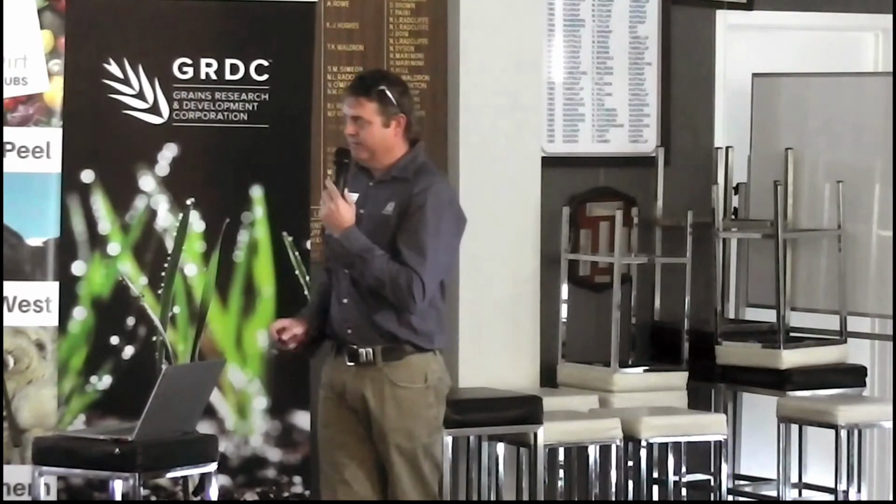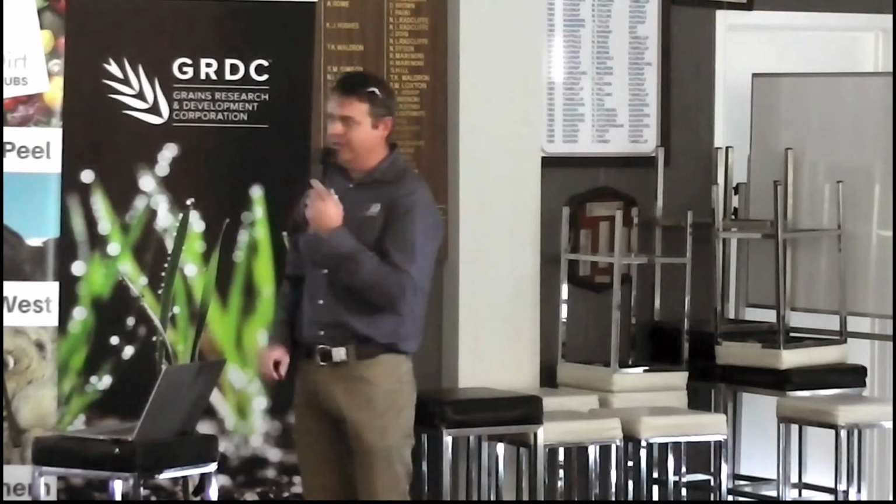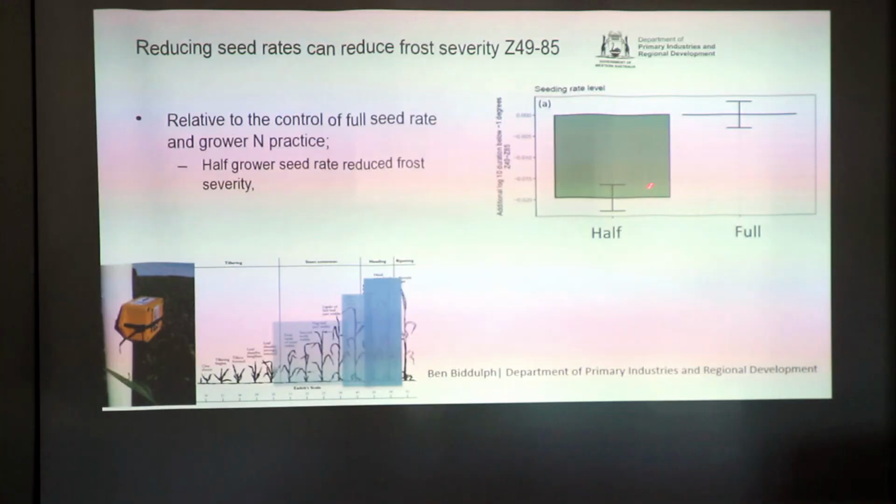What are you calling severity? So that's actually the sum of minimum temperatures. Yep, or a measure of the temperature. It's all log transformed because of the variation in frost severity at different sites. Obviously some sites have 60 frosts, some have 20 frosts, some have 5 frosts, and I'll go into that in a little bit.